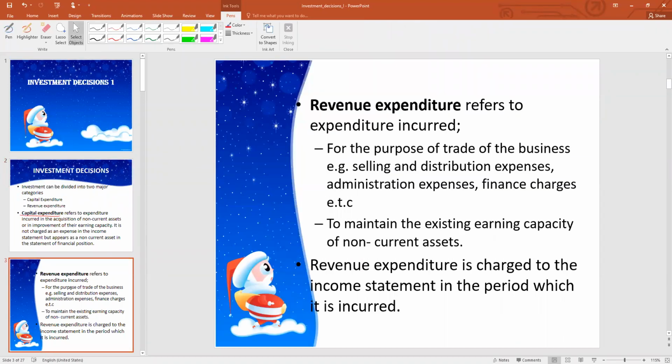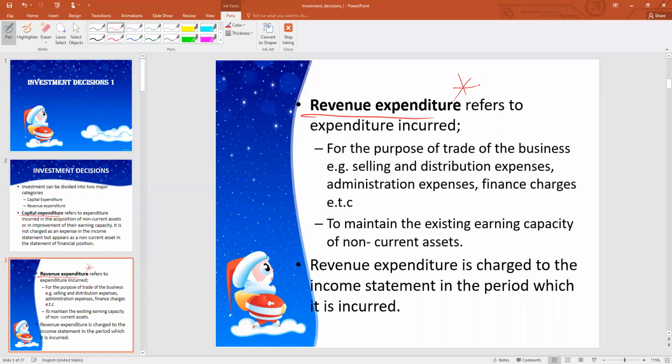The expenditure, of course, as mentioned, you incur them to sustain the company operations. And of course, how do we charge them? We charge them to the P&L as part of the company costs. So you just charge them as part of the company expenses for that particular time period. Therefore, we are not concerned with these expenditures. Our main concern is the capital expenditures.